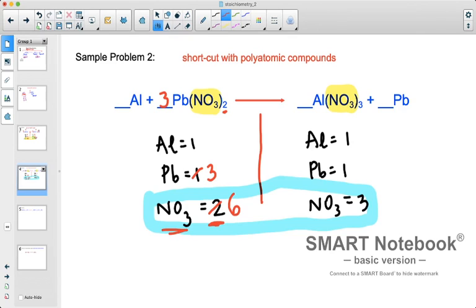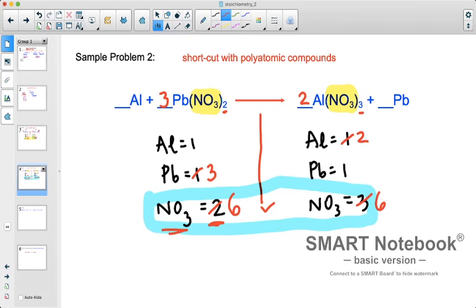Now, I want to fix my NO3s because that's what I'm working with. So now I'm going to go to my product side. By putting a 2 in front of here, I now need to check my totals. My aluminum becomes 2, but my NO3 ends up becoming 6. The 3 subscript times the 2 coefficient gives me a 6 total of NO3s. All right, if I scan it, okay, I fixed NO3, but I made a problem with aluminum and I made a problem with lead. So now I have to go back.